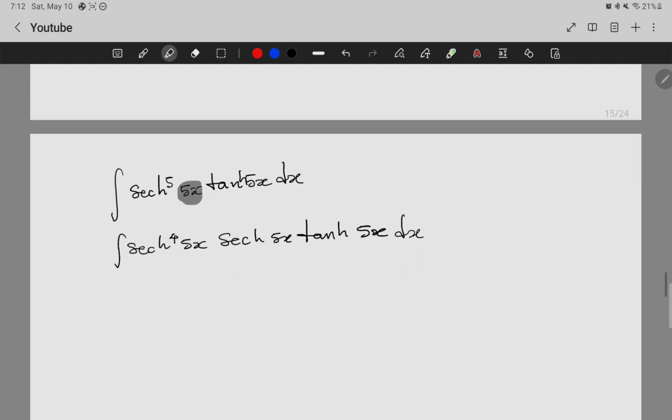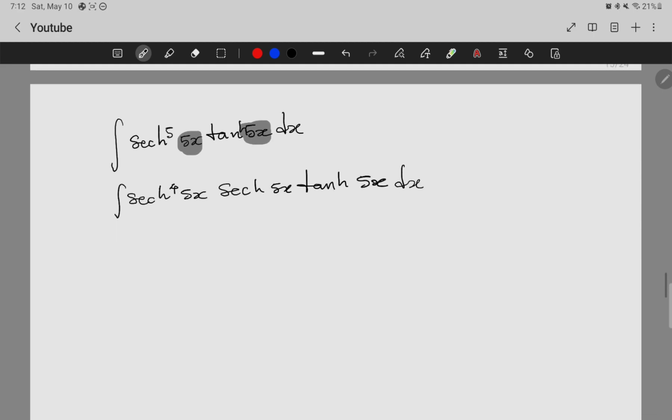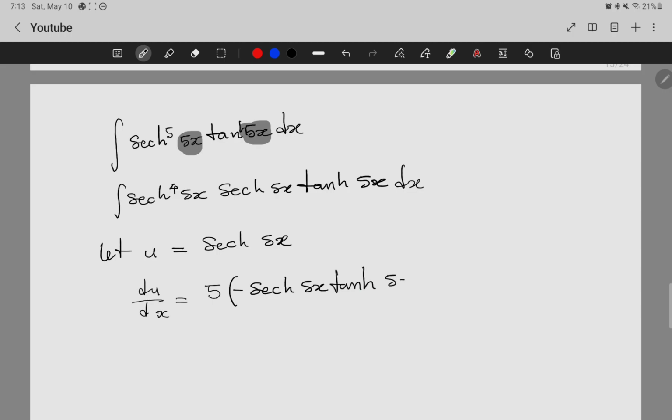So the trick here is to observe that the argument is the same, 5x, for each function. From here, the next thing I would do is let u be equal to sech 5x. Why this? Because the derivative of u with respect to x will be equal to the 5 from differentiating 5x multiplied here, and when you differentiate sech, the derivative will be negative sech times tanh 5x. So this is why we wanted to isolate one of these terms, because it's going to cancel with what will show up there.